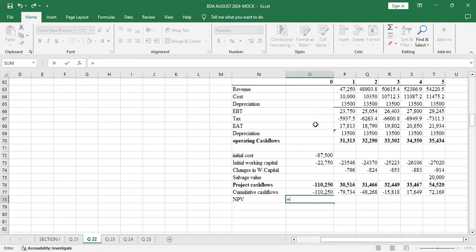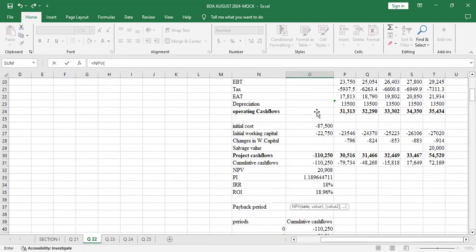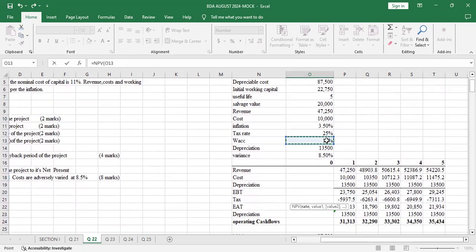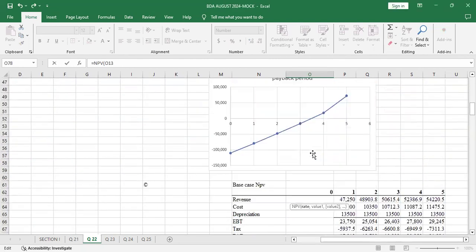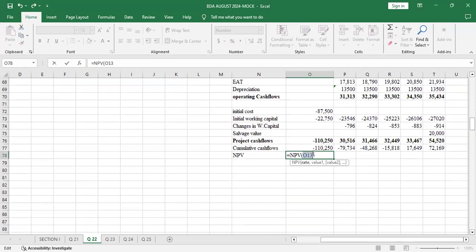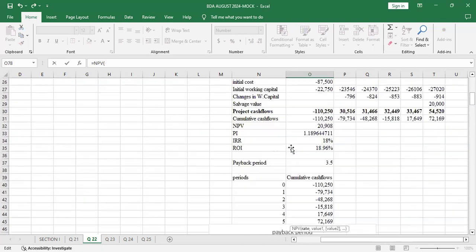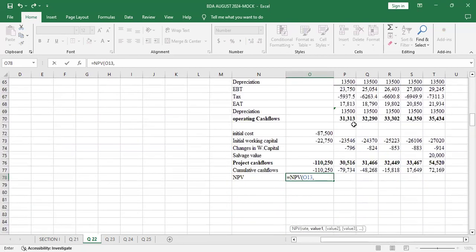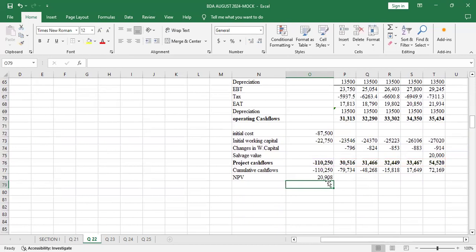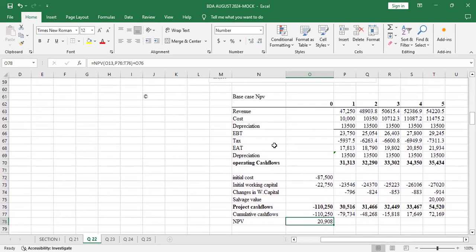Because we have copied, I'll do it again. Just equals NPV. Always do it so that you confirm. I'll pick the rate, which is 11%, then put a comma. Let me just do it again. I'll pick all that, then add back this. So it's 20,908. This is the base case NPV.